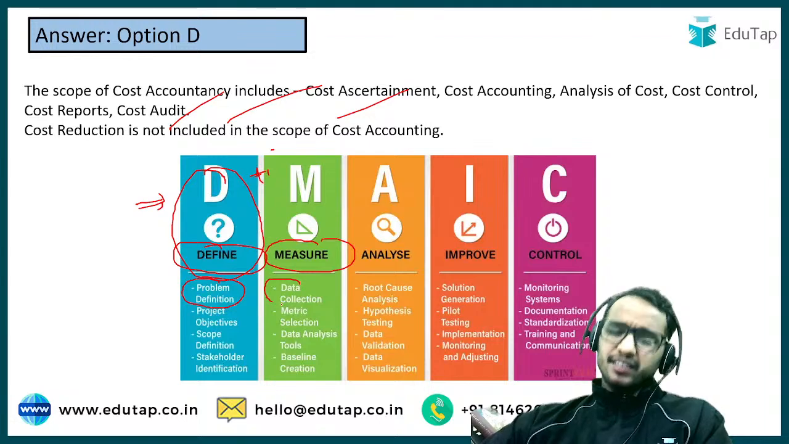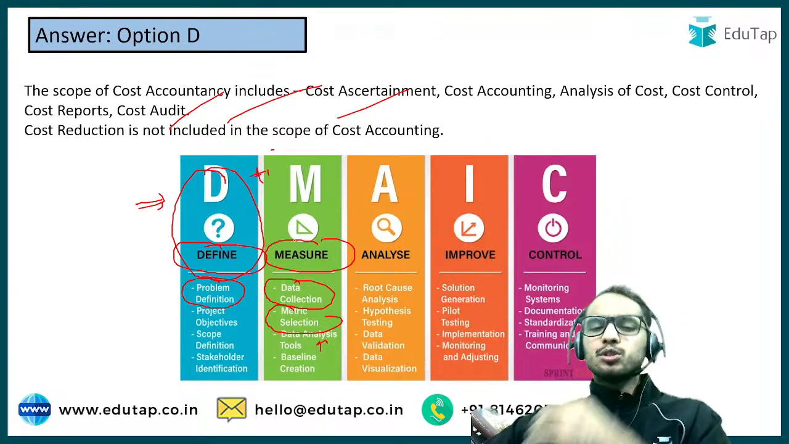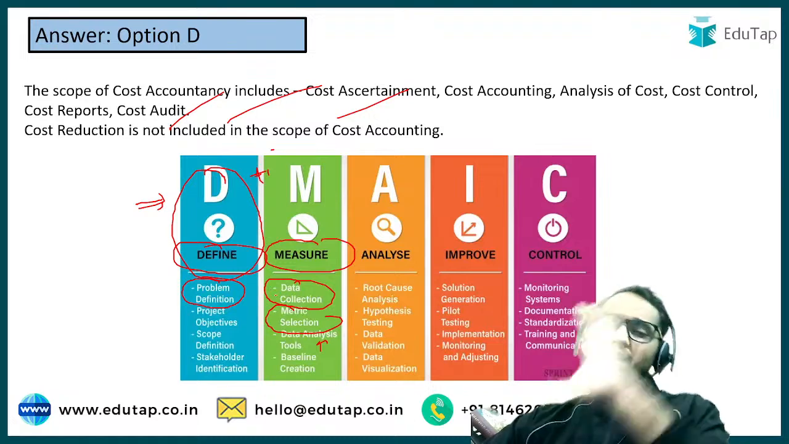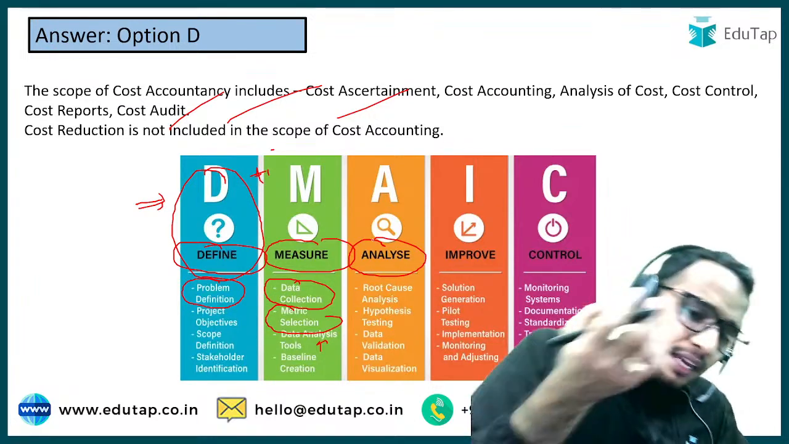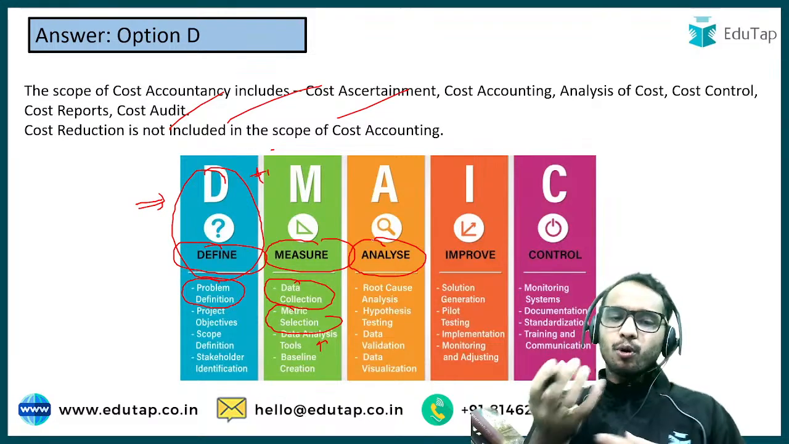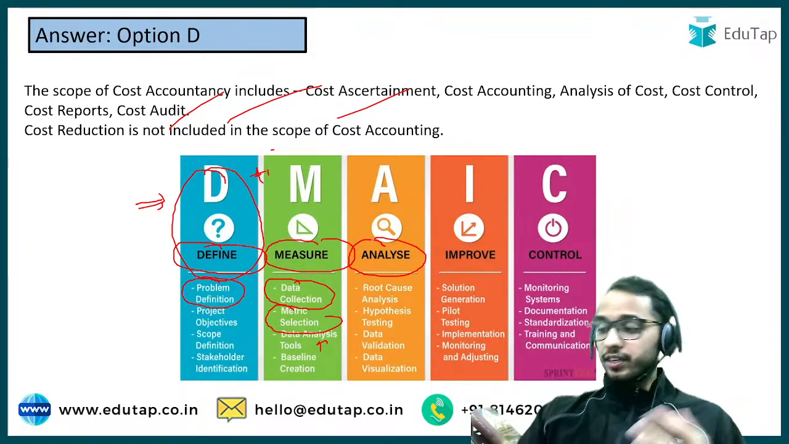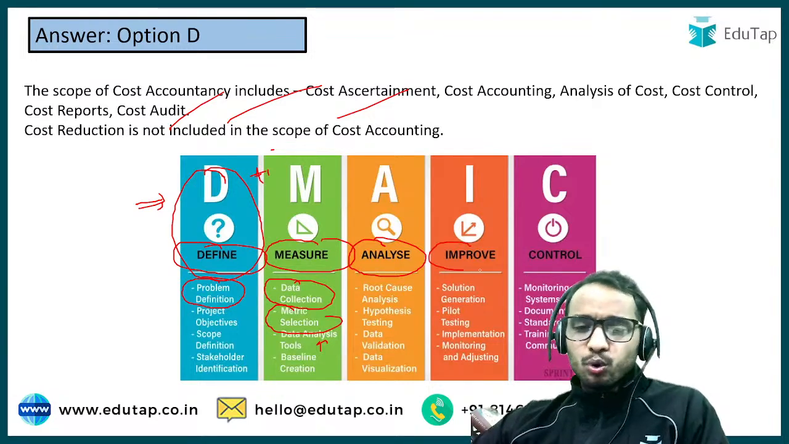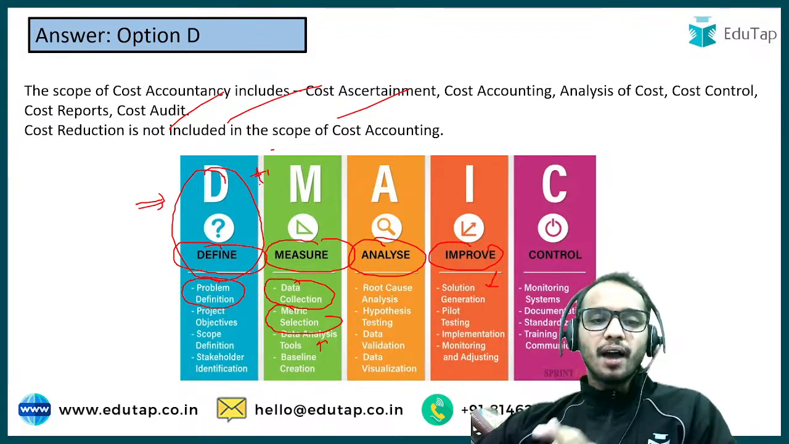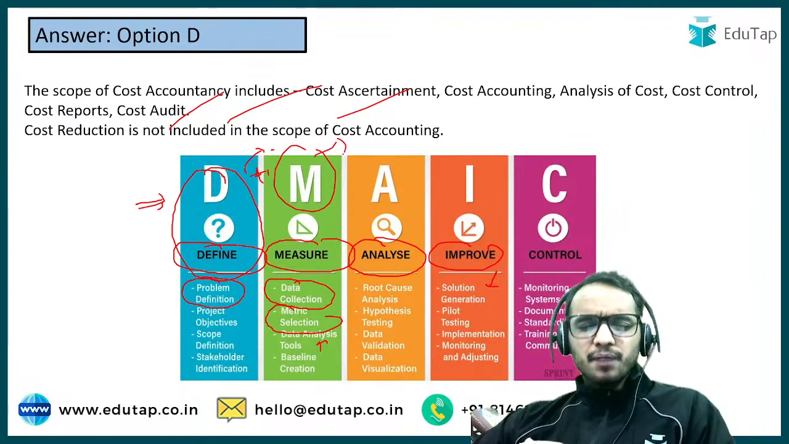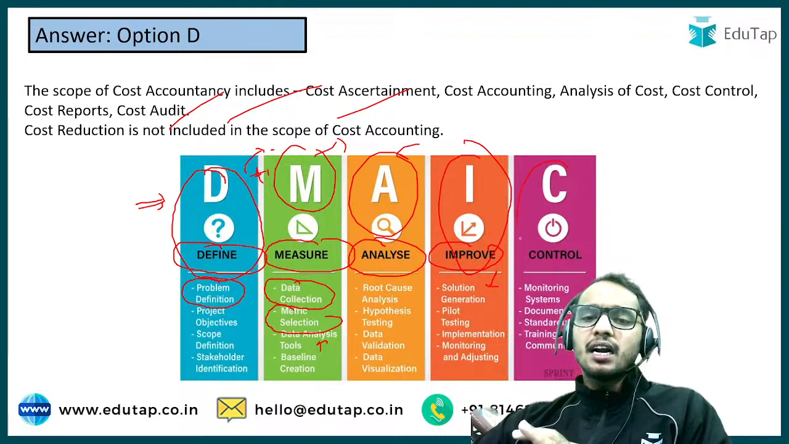In this you have data collection, metric selection, data analysis tools. You are going to measure all the output. Then you are going to analyze what the actual problem in the process is, the root cause of it. Then you are going to improve by providing the solution. So DMAIC: defining the problem, measure it, analyze, improve the process, and then control.